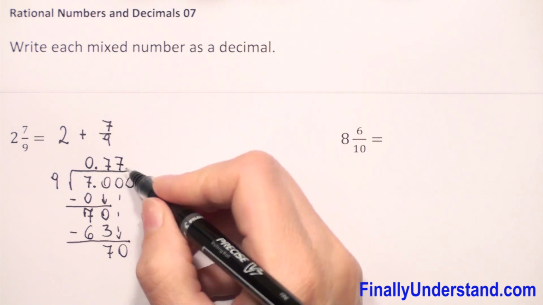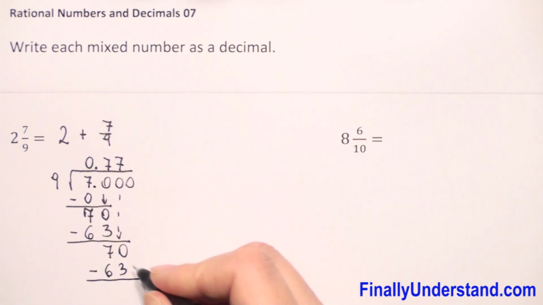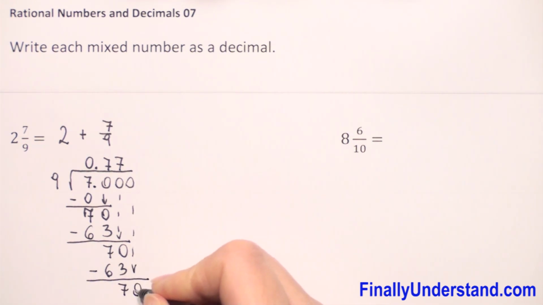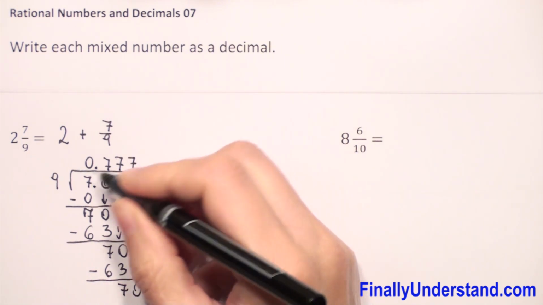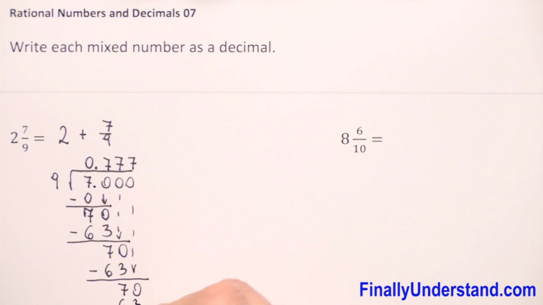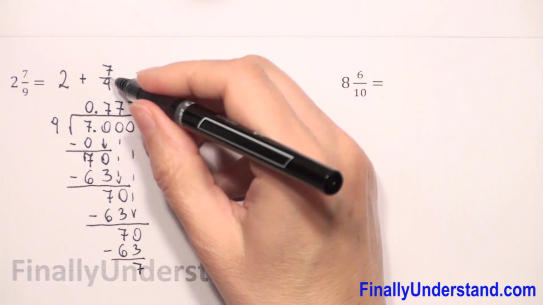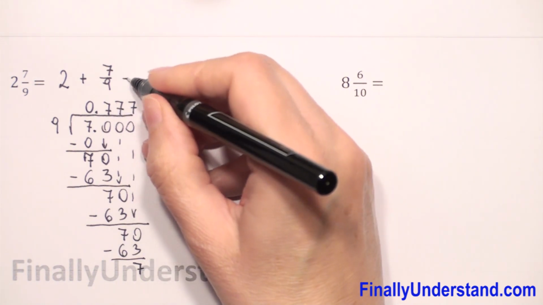So it will be 7 again. 7 times 9 is 63. Subtraction again, so it will be 7. We take down another 0 and we still have 70 divided by 9 is 7. 7 times 9 is 63. So we see that we cannot finish this long division. 7 repeats. So we can rewrite 7 over 9 as 0.777.